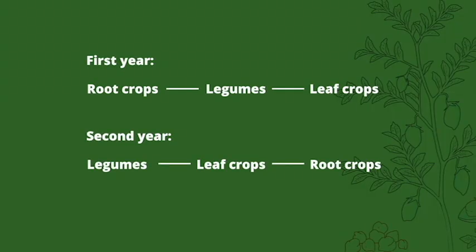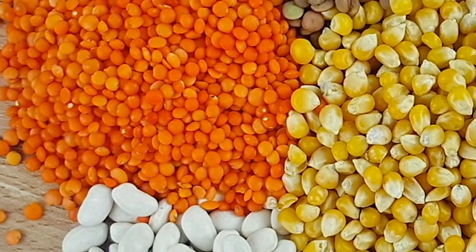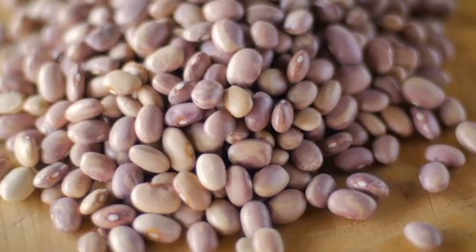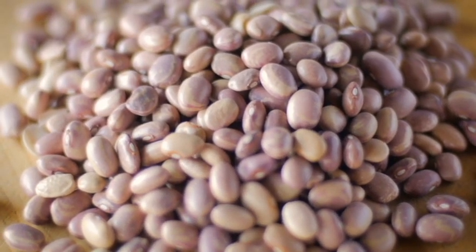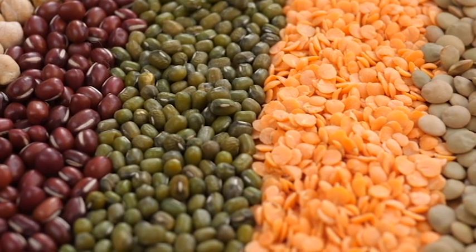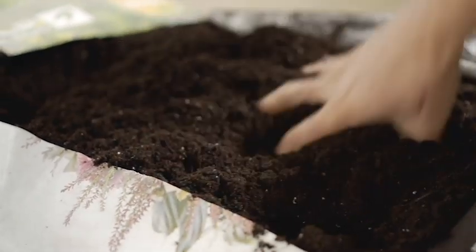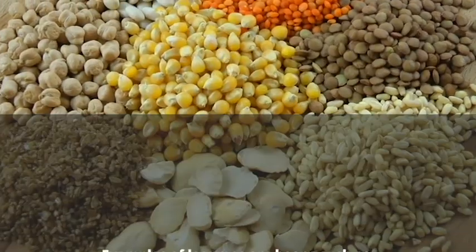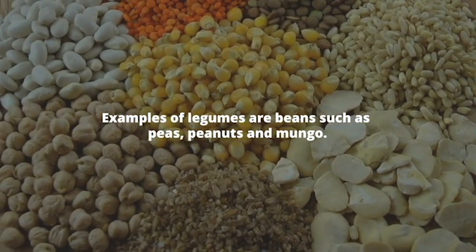Legumes are soil enhancers. They give back to the soil the nutrients used up by other plants. The bacteria that infect the roots of these legumes fix nitrogen. That is, they convert nitrogen from the air into nitrogen compounds that can be used by plants. When the legume dies, it releases the stored nitrogen as it decomposes. Thus, the released nitrogen enriches the soil. Examples of legumes are beans, such as peas, peanuts, and mungo.